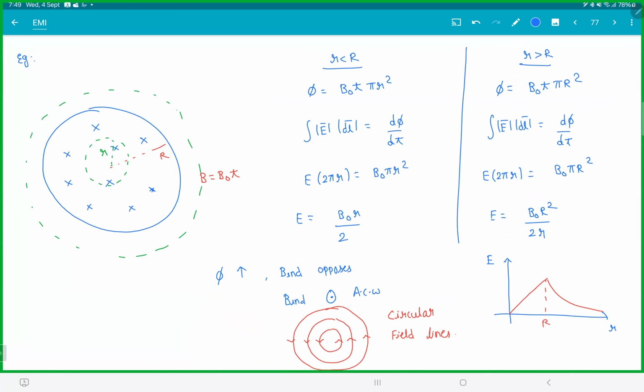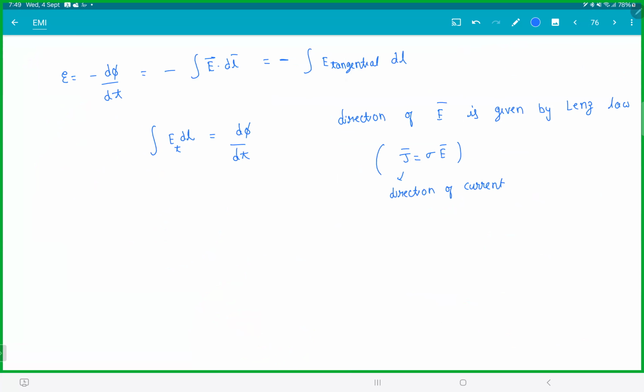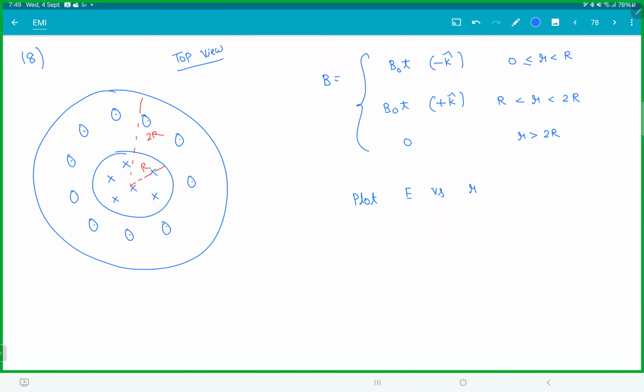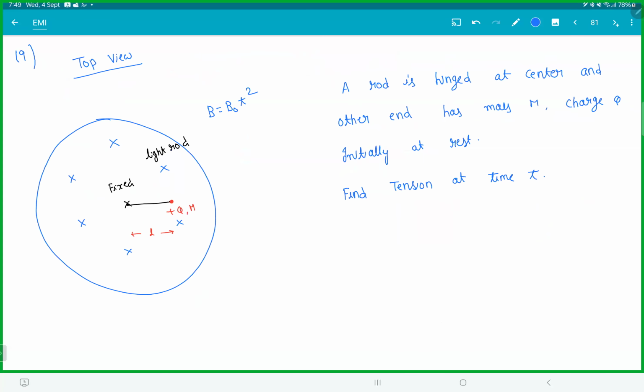You have to use Lenz law, right? You just need to use Lenz law to find the direction. Assume the flux is increasing or decreasing. That will give the direction of current, right? In the direction of the current, your electric field also will be there. J is equal to sigma E. That's what I was trying to tell. So you can use Lenz law to find the direction of field.